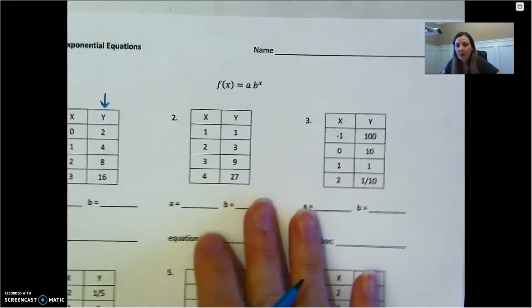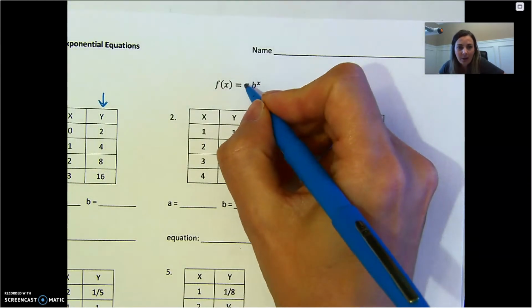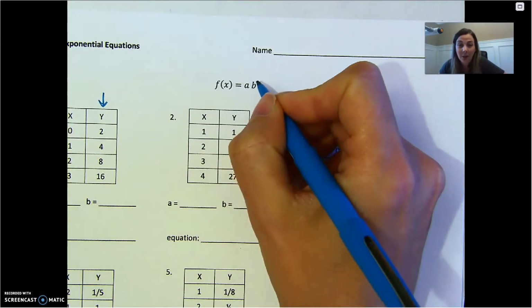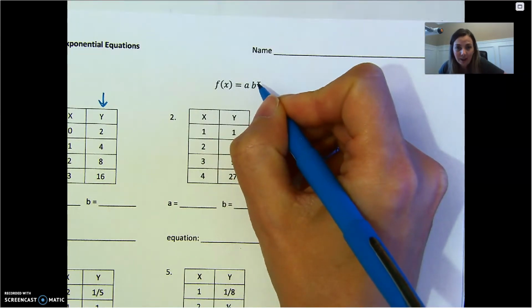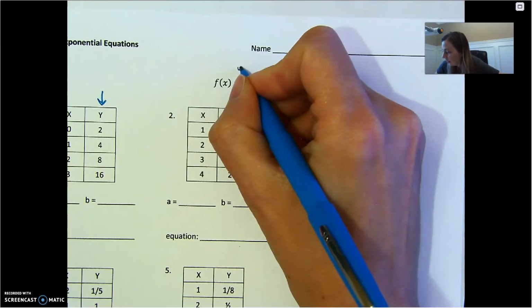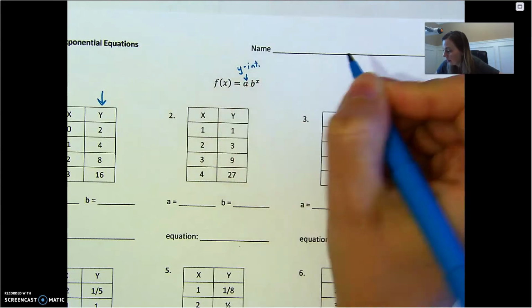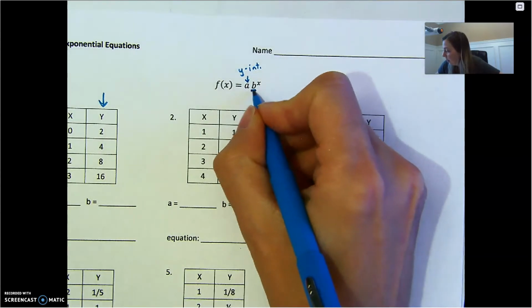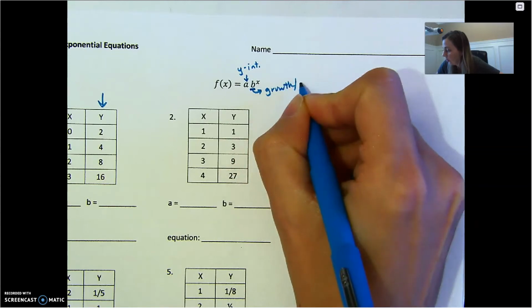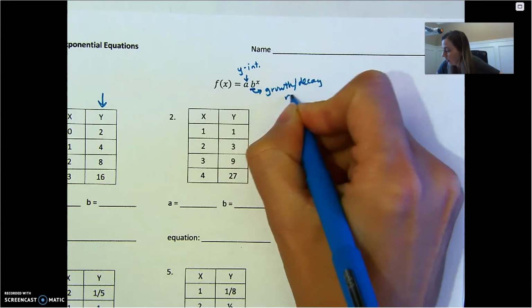Okay, so before we get into it, right here is the generalized form of exponential functions, where the exponent is the variable. Then you've got the A, which is the initial value. This is your y-intercept. And then the base, that is the growth or decay rate.